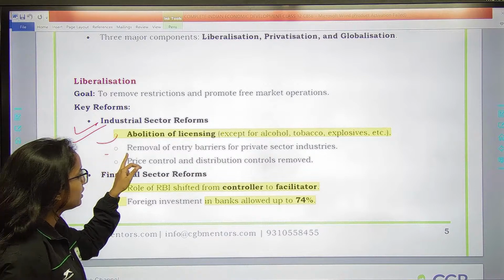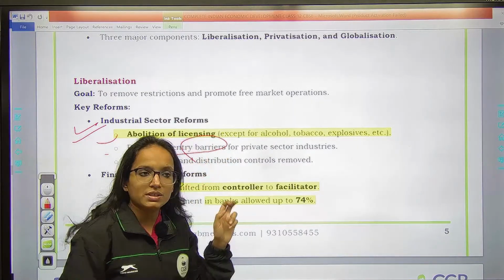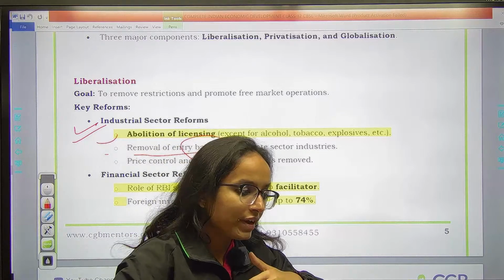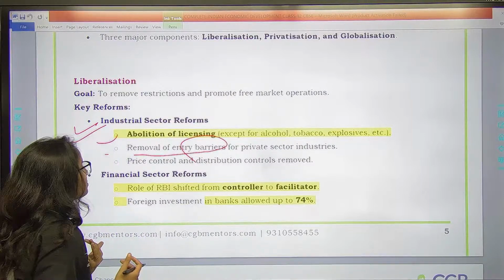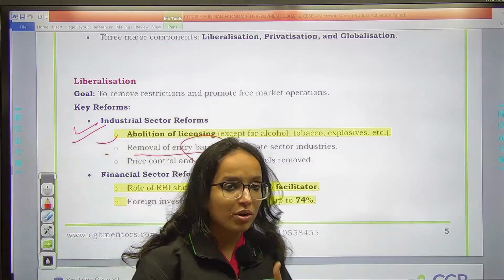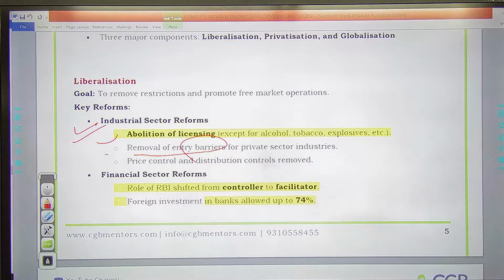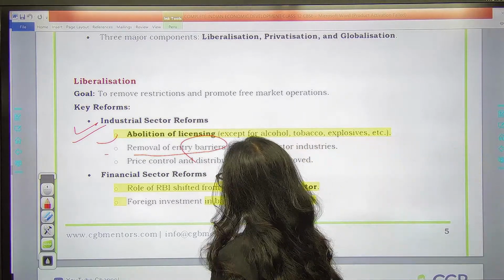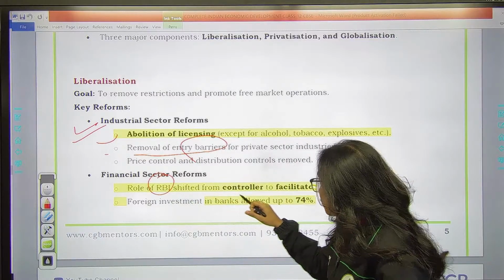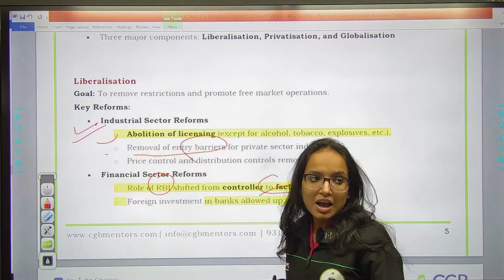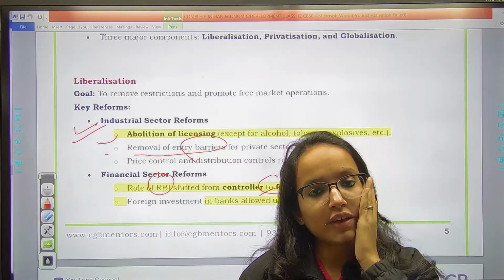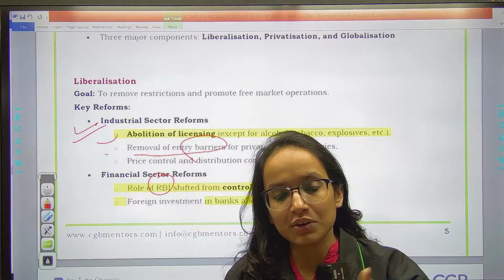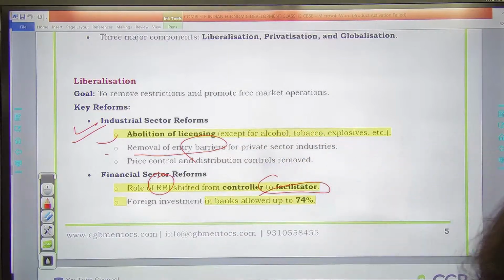So the government abolished it. Removal of entry barriers for private sector industries. The Indian economy was now open to private entities. The private sector came, they brought investment with themselves. Because of that our foreign reserves also improved a bit, right? And then if we talk about financial sector reforms, the RBI's role was shifted from controller to facilitator. That means RBI is not only the regulator or controller of the banking system, it is also a facilitator. That means it has to facilitate further banking penetration, financial development and financial market expansion.